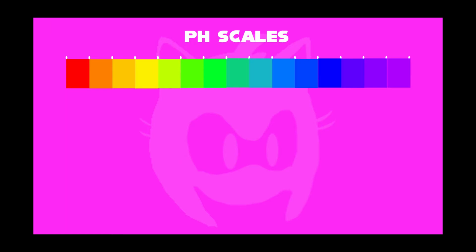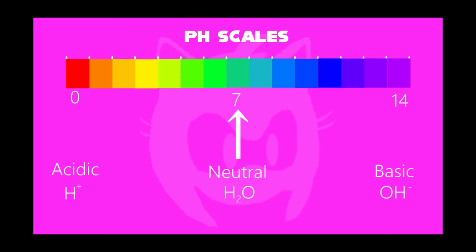The pH scale ranges from 0 to 14. In the middle, the average between the two numbers is 7. We call that neutral, where the value is calibrated. On either side, a value less than 7 indicates acidic, or H-positive ions, and a value more than 7 indicates basic, or OH-negative ions.